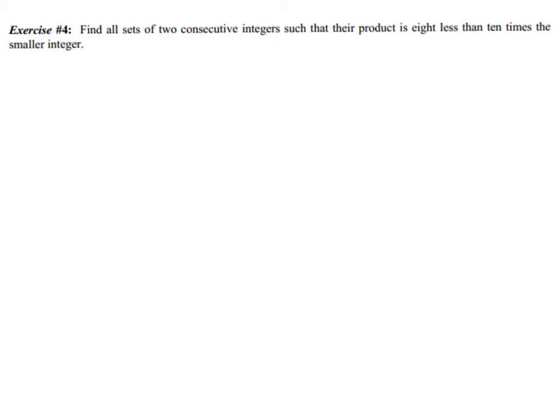All right, let's go on to another one. The other question I want you guys to look at is number 4. It says find all sets of 2 consecutive integers, and then it says such that the product is 8 less than 10 times the smaller integer. Well, first of all, we learned this earlier in the year, and it's been a while, so I expect you probably forgot it. 2 consecutive integers. The word consecutive, once again, means in a row. And they didn't say anything about even or odd.